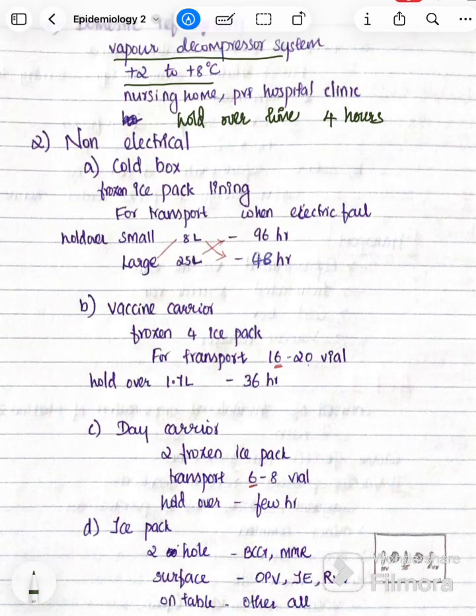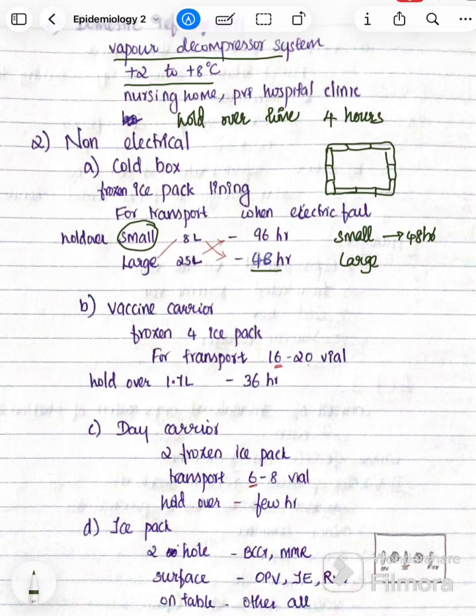Next one is non-electrical. We have cold box. There is no connection with electricity. This is lined by ice packs. So it will hold the temperature for more time like ILR. So ILR we studied that minimum of 20 hours it will hold. Here it is a small size, it will hold for 48 hours. If it is a large size of 25, large size means 25 liter, it will hold for 96 hours. So usually we use this for the transport of the vaccine.